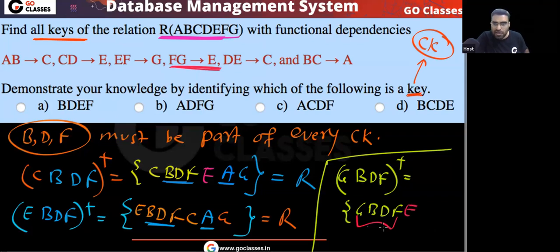Now I can stop because this itself can give me everything. This EBDF itself can give me everything, right? Now automatically you will get everything. You will get A also, you will get C also. A, B, C, D, E, F, G, everything you got. So this is also a candidate key.